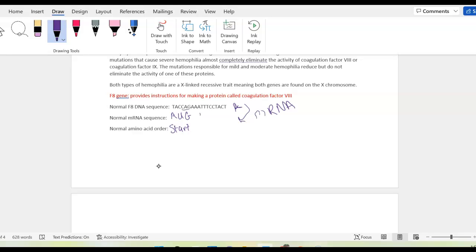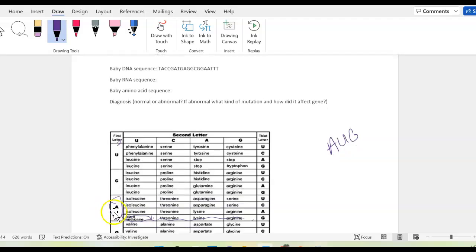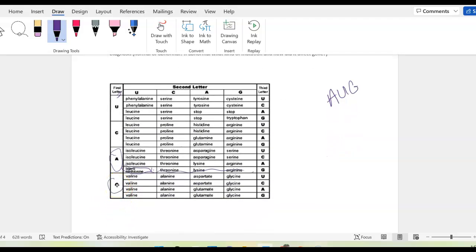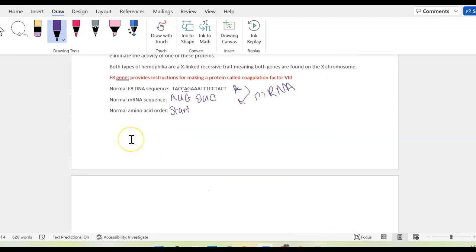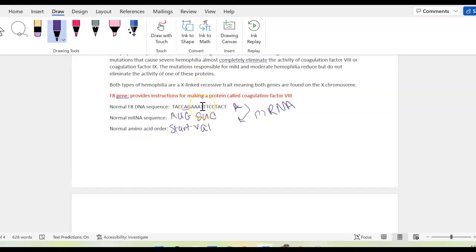So CAG would be GUC. Then come back down here. Look for the G as the first one. U is the second, so we're down in here. And then C would be right here, so that would be valine. We did this in week 1. So you keep doing that for each group of 3 letters, each codon. What you end up with is the normal amino acid sequence. So a normal F8 amino acid sequence would be a start, a valine, and so on.